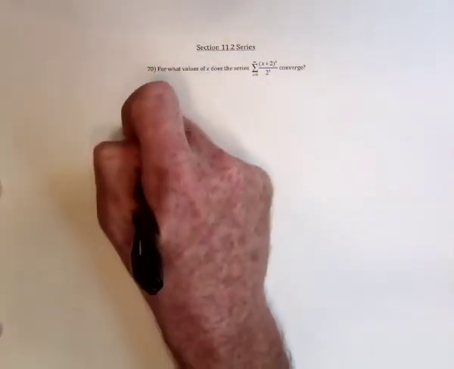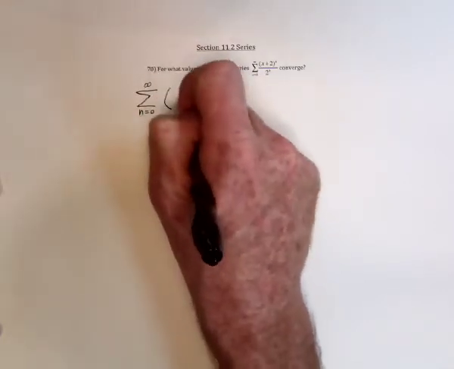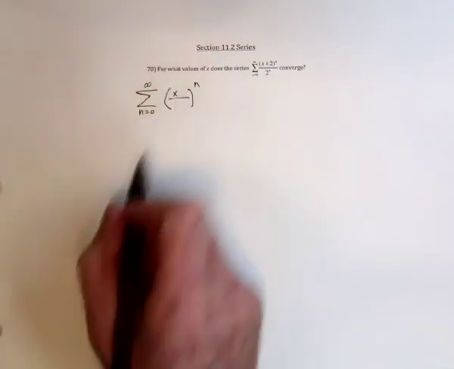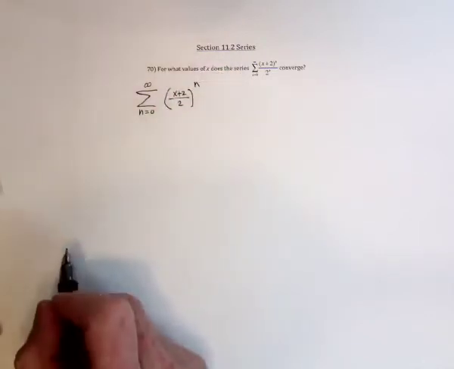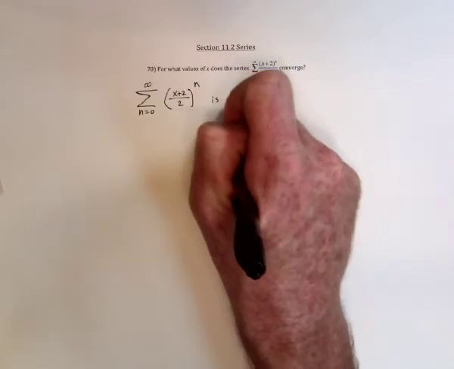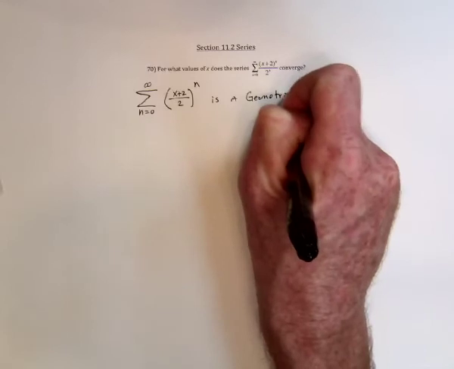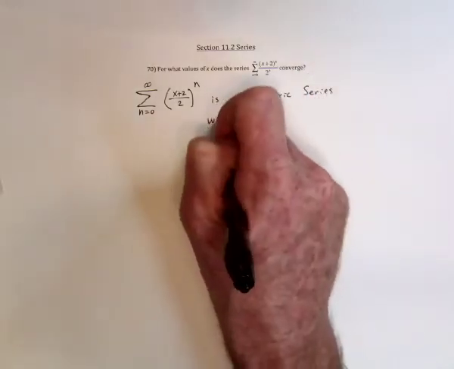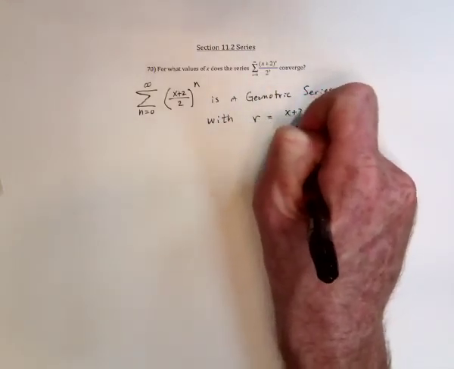Or in other words, this whole thing is really one big geometric series. You could rewrite it as the whole thing is raised to the n, and then it's a fraction x plus 2 over 2. So it's a geometric series with the r equal to x plus 2 over 2.